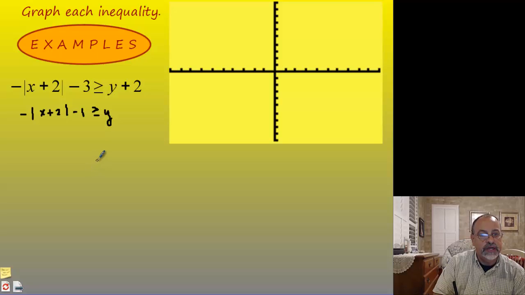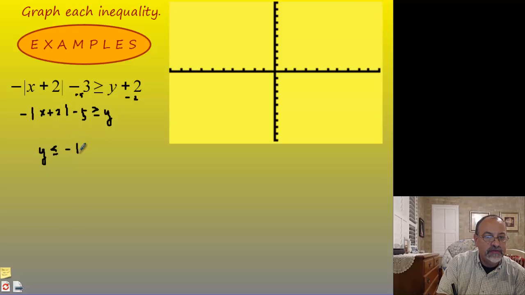So then I'm going to, no, I'm sorry, I had to subtract 2, so that's going to be minus 5 actually. I'm going to subtract 2 from each side, so you see that. All right, so then I'm going to switch this around so it reads from left to right. So y is less than or equal to, and then I have the negative absolute value of x plus 2 minus 5.